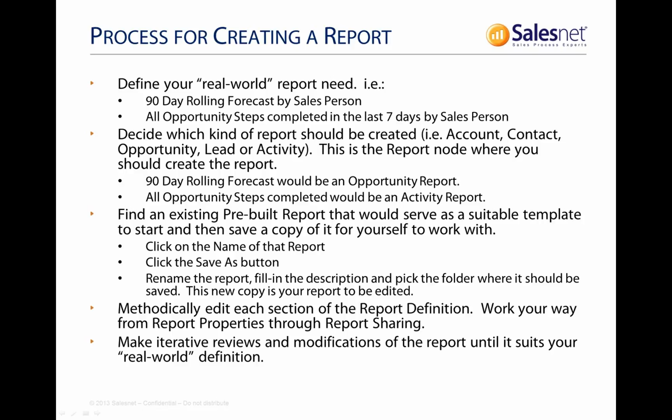From that standpoint, if we can nail that down, if we can understand what it is that we really need, then we can start to map it into Salesnet. And we can say, well, what kind of data is that? Is that from the leads area, or is that from the opportunity area? Are we more interested in appointments and tasks? That would be an activity. Then we know which area inside the report tree we need to go work in.